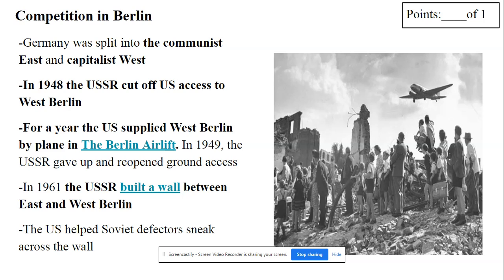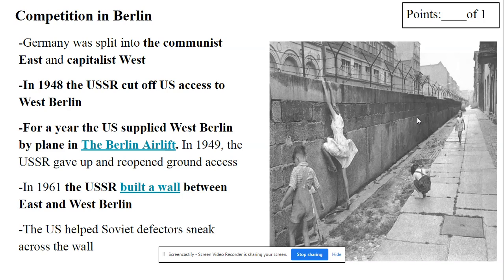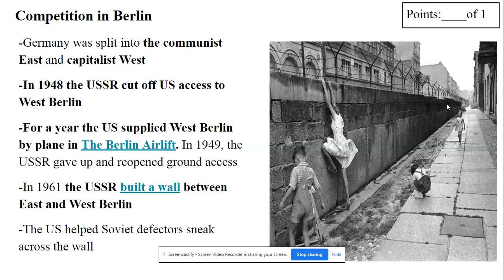So after a year of this, the Soviets got sick of it and they reopened the railroad. But then, about 10 years later, in 1961, they built a wall around West Berlin. The goal of the wall was to keep people living in East Germany, that was controlled by the Soviet Union, from sneaking into West Berlin, and from West Berlin getting away to freedom in the rest of Europe.